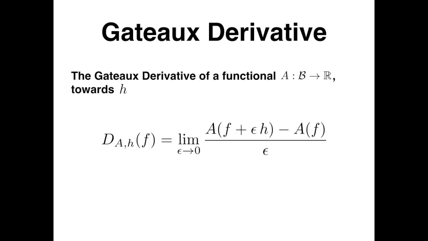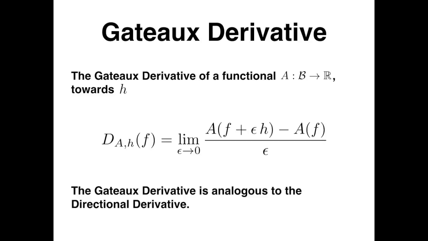Analogous to the directional derivative, for these types of functionals we have the Gateaux derivative. The Gateaux derivative of a functional A that maps B to the real numbers towards h. Now mind you, h here is a function, so we're asking for the Gateaux derivative of A at f towards h. It's the limit as epsilon goes to 0 of A of f plus epsilon h minus A of f, divided by epsilon.